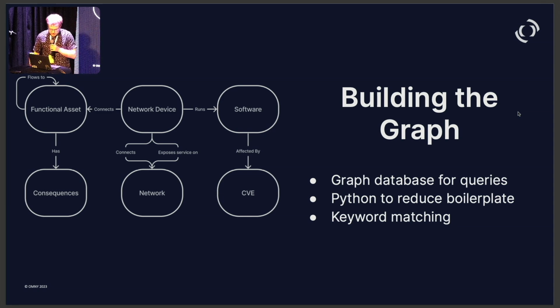There was still a lot of manual work here, but using some Python, we were able to reduce some of that boilerplate, and then we basically just put it in a commercial, off-the-shelf graph database. So a lot of this, I think, is not too difficult to reproduce, and I'll have some links at the end to some of the software that's handy if you want to try doing something like this yourself.